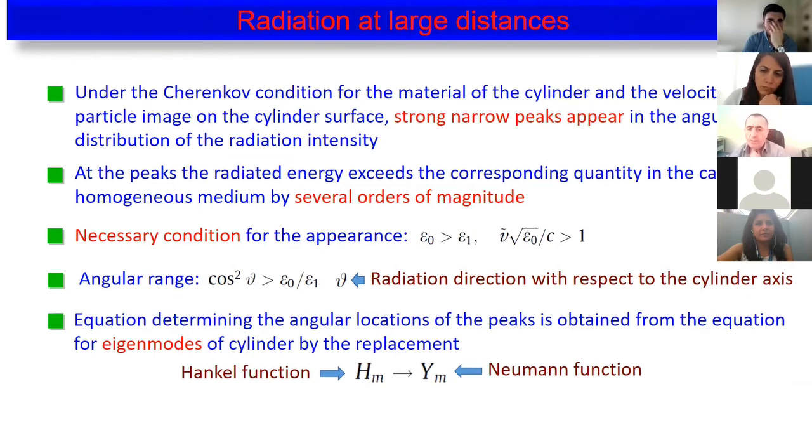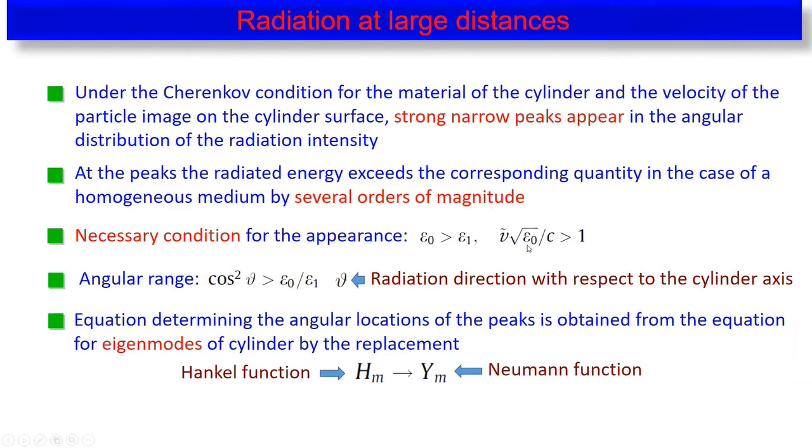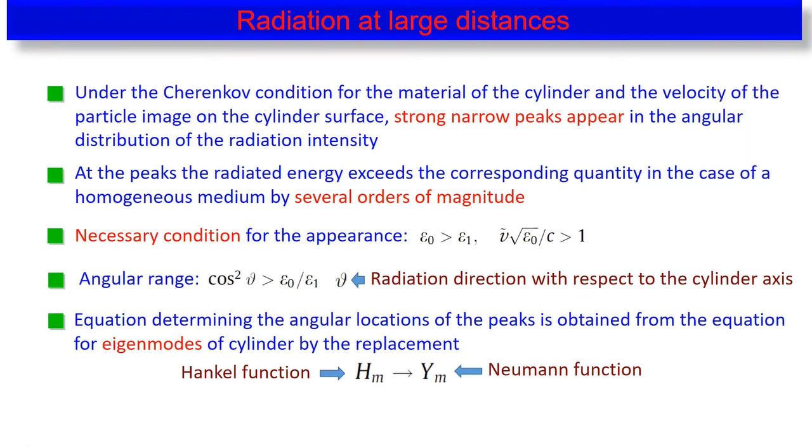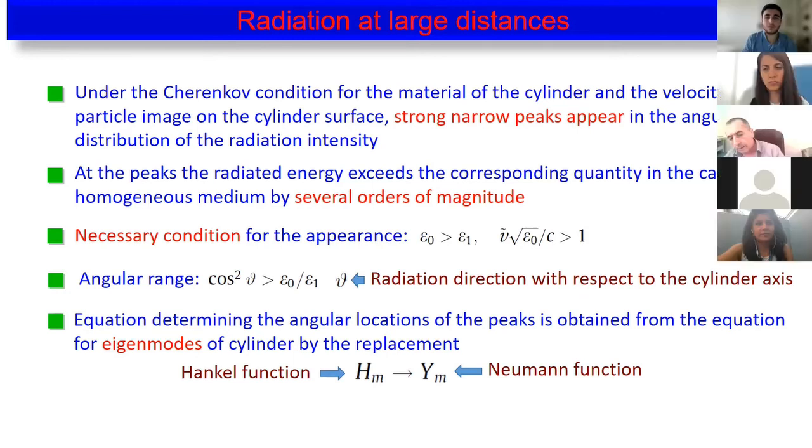If the Cherenkov condition is satisfied for the image of the charge on the cylinder surface, this is the Cherenkov condition. You see, epsilon 0 is the electric permittivity of the cylinder, and v tilde is the velocity of the particle image, the particle projection on the cylinder surface. If this condition is satisfied, in the exterior region you will have some strong peaks. At these peaks, the radiation intensity can be stronger by orders of magnitude than the usual synchrotron radiation in a homogeneous medium or in the vacuum. And in fact, we have shown that these modes, these peaks, are closely related to the equation of the eigenmodes for the dielectric cylinder. You just should replace this Hankel function by the Neumann function. And this replacement is in very good agreement with the numerical investigation.